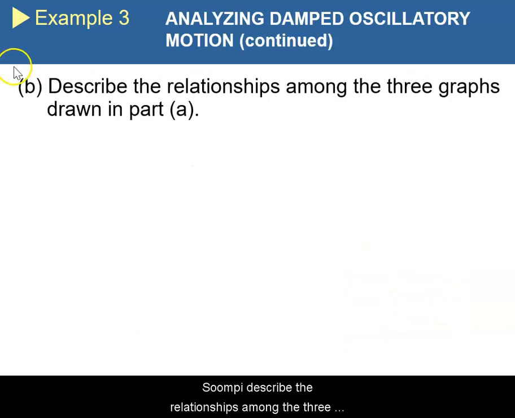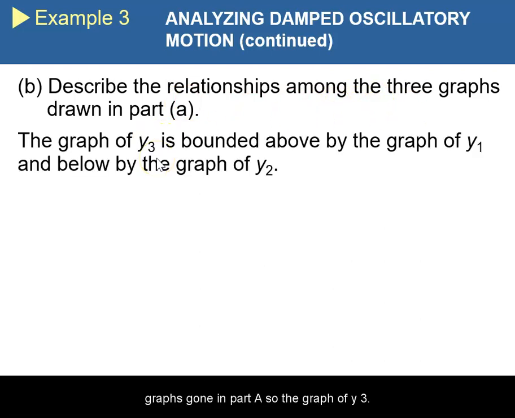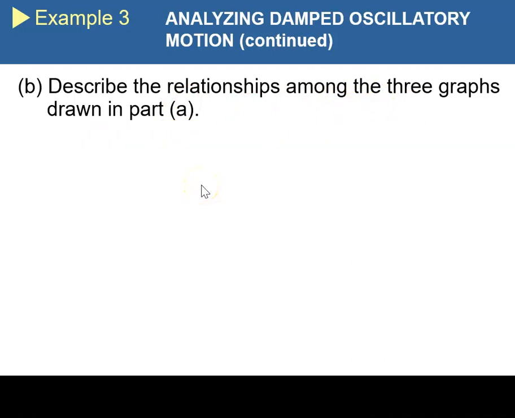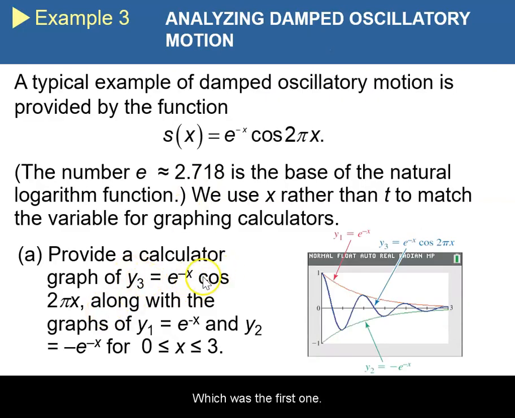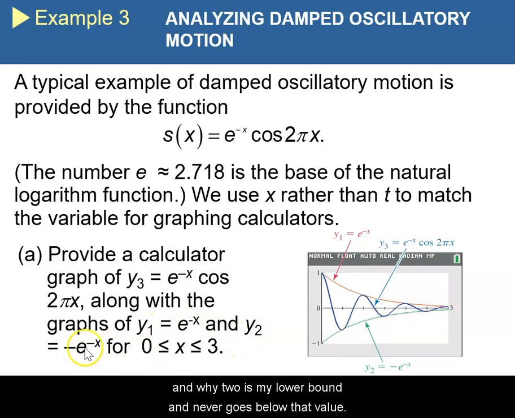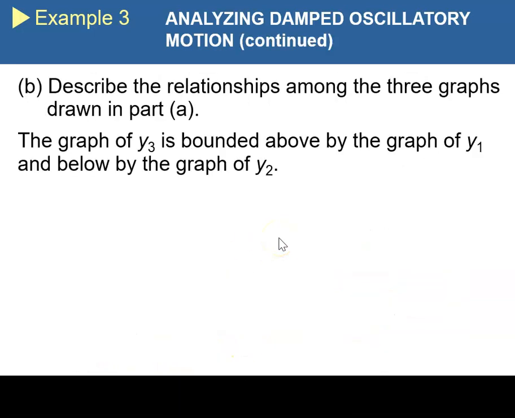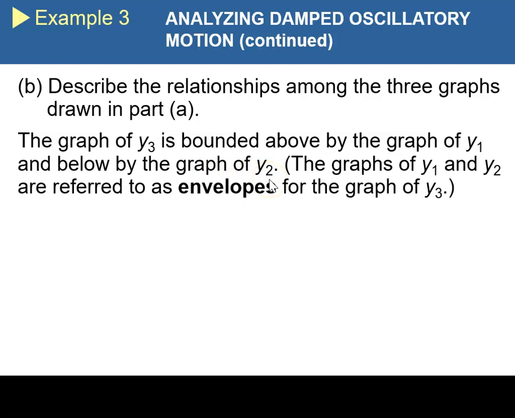Okay, so B. Describe the relationships among the 3 graphs drawn in part A. So the graph of y3, which was the first one, was my oscillation. y1 is my upper bound. It never goes above this. And y2 is my lower bound. It never goes below that value. Okay, so the graph of y3 is bounded above by the graph of y1, and it's bounded below by the graph of y2. Right? So we refer to these as envelopes for the graph of y3.